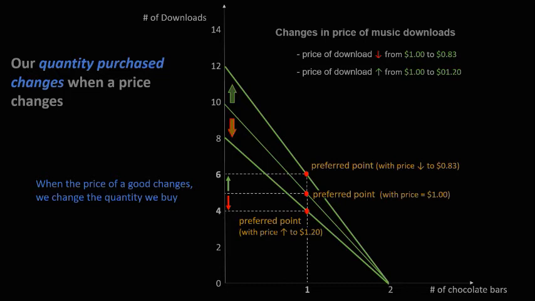When the price of a good changes, we change the quantity that we buy. What we've done here is show the change in quantity of downloads given a price change. If the price increases, the quantity we demand or buy goes down. If the price decreases, the quantity we demand or buy goes up. And what we're doing, in essence, is beginning to create our demand curve, which we'll show in a future video.